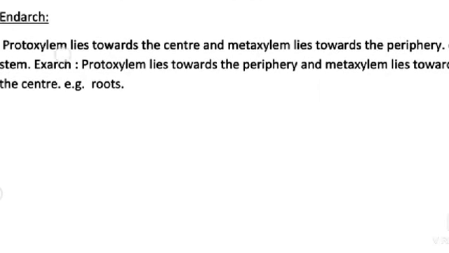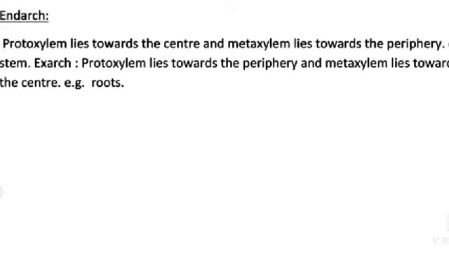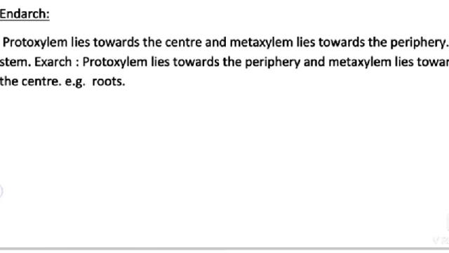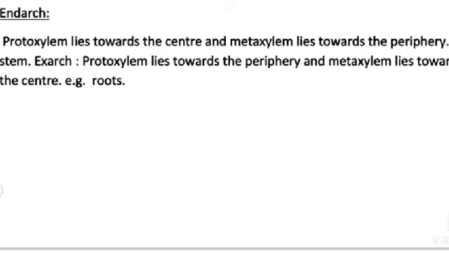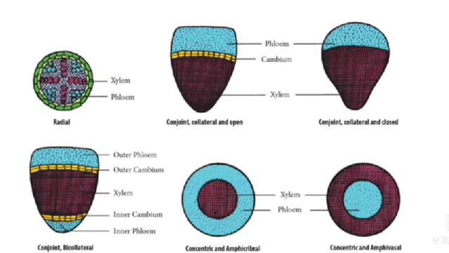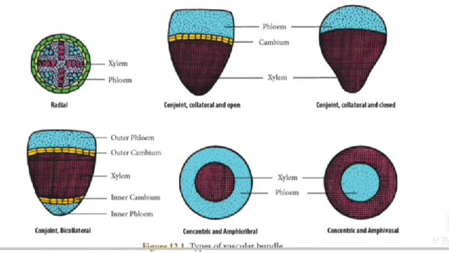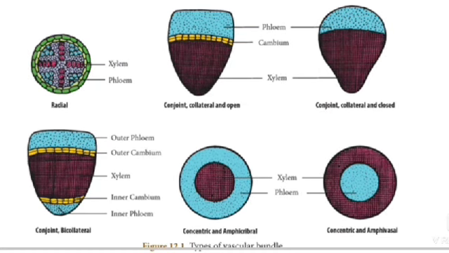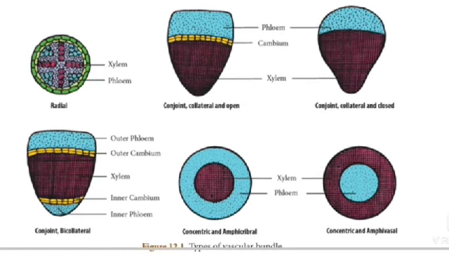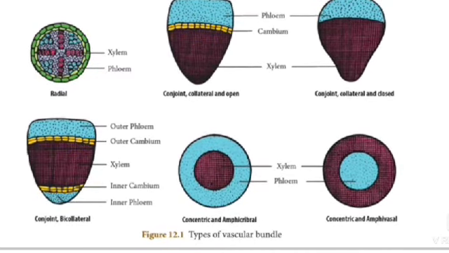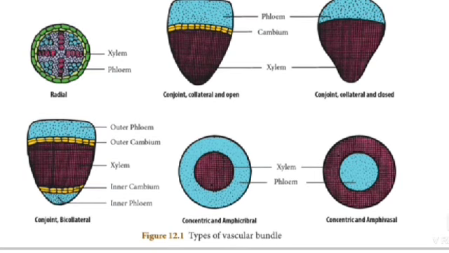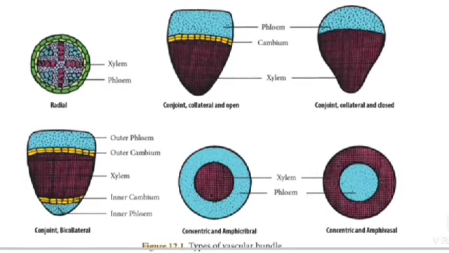Endarch: protoxylem lies towards the center and metaxylem lies towards the periphery. Example: stem. Exarch: protoxylem lies towards the periphery and metaxylem lies towards the center. Example: dicot root. See the picture of the radial vascular bundle. The xylem is tetrarch, with four corners of xylem. Protoxylem is towards the periphery and metaxylem at the center. Pith may be present in the center region, or almost absent in dicot root.